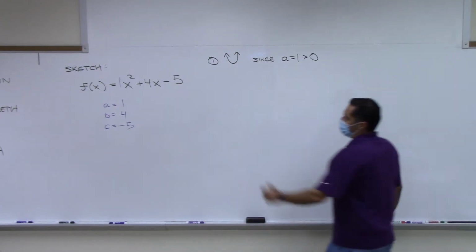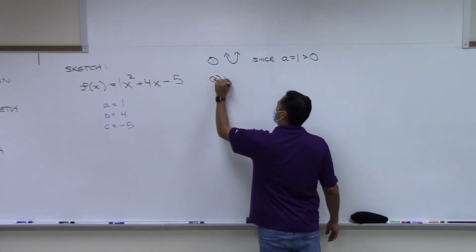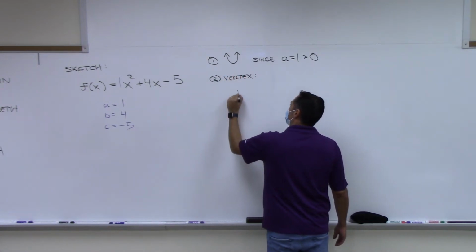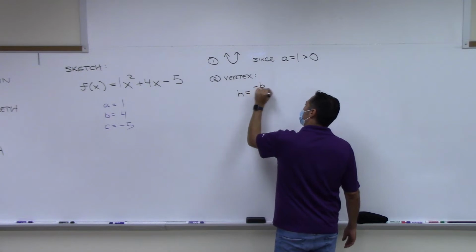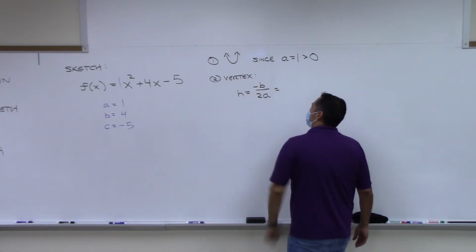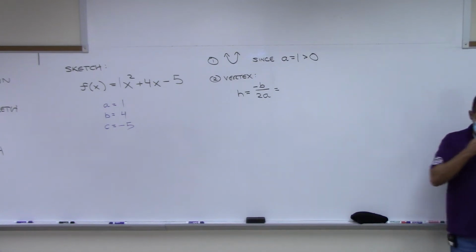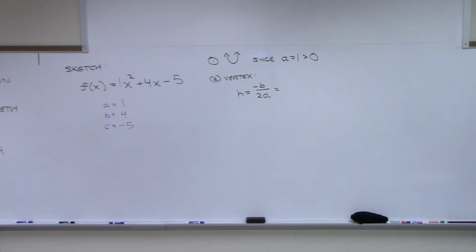right? The second step is to find the vertex. And this is where we need the formula, right? So we find h first, which the formula was negative b over 2a. So figure out what that is, and then someone can tell me what h is.